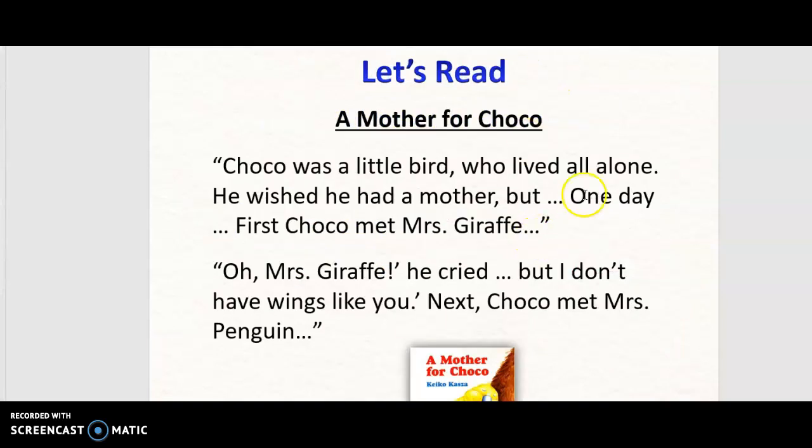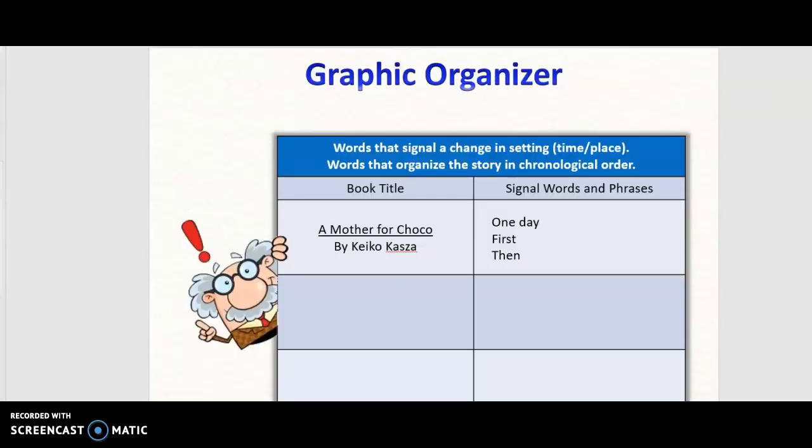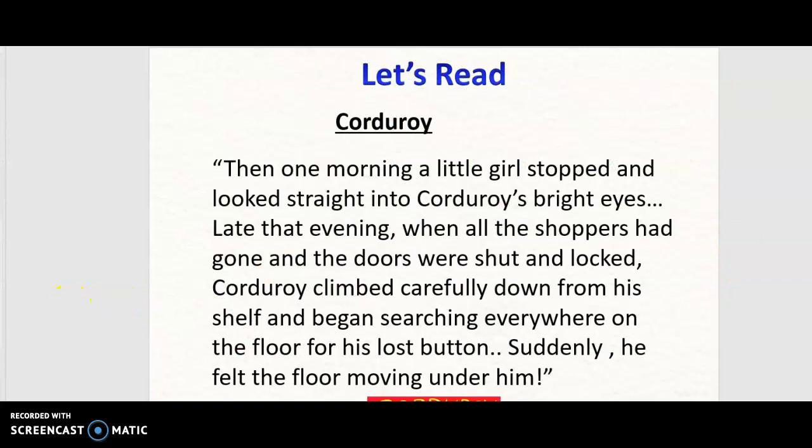And so then what we did here is we went through and we talked about those signal words. Okay, guys, what signal words did we all see? Well, let's come back here. What's a signal word? Remember, a signal word does what? It helps us notice when there's a change in the time or the place. So what are the signal words? One day is a great signal word. We've got first, and then we've got next. That helps us know the sequence when things are happening, and we filled that in.